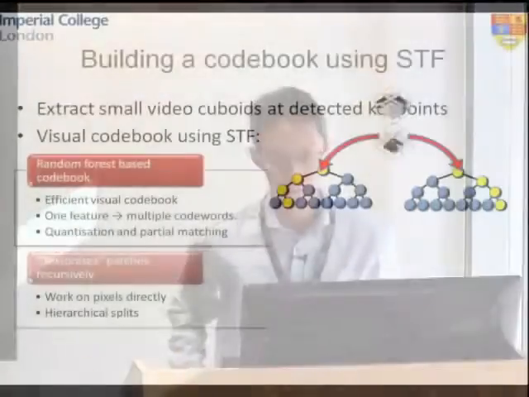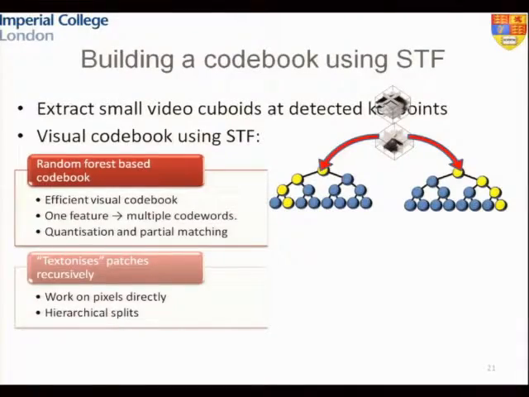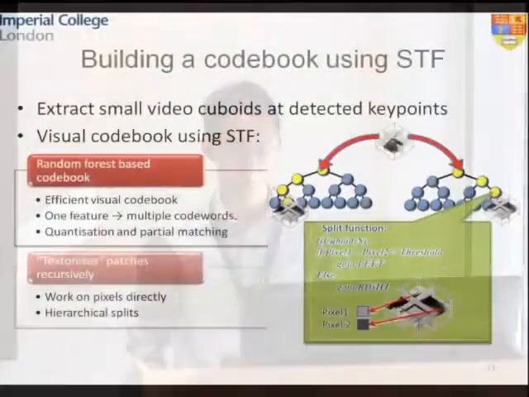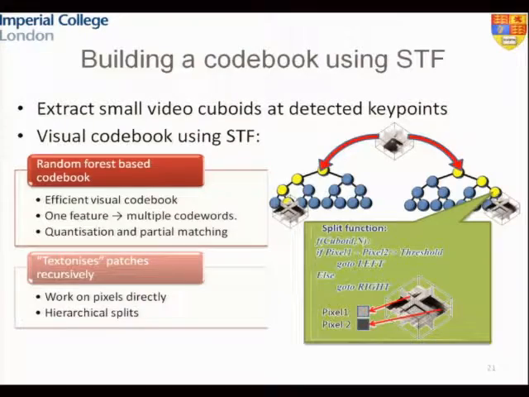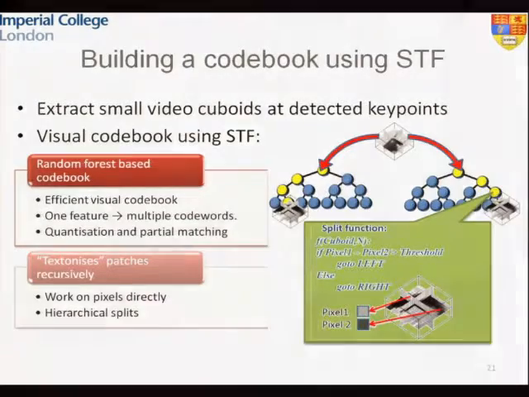Okay, so here's the semantic texton forest of space and time, where each cuboid is passed down the tree, and at each split node, we simply look at 2 pixels in space and time randomly, and then we compare them. Depending on the comparison, we pass it to the left or right. It's very similar to the semantic texton forest by Jamie, but it's an extension to space and time, and for the first time.